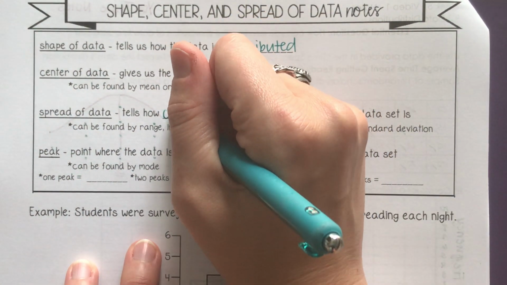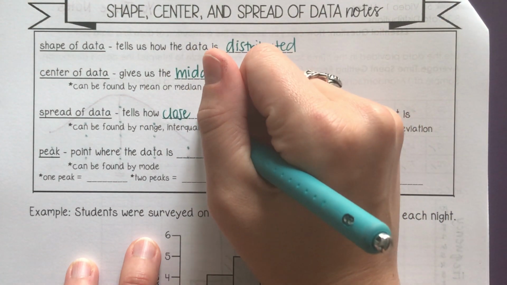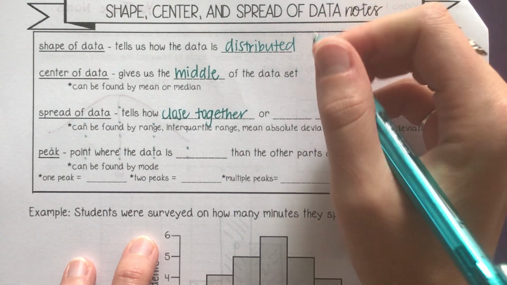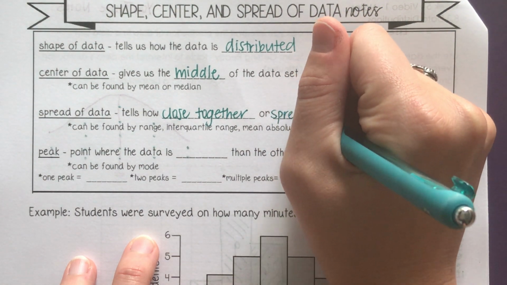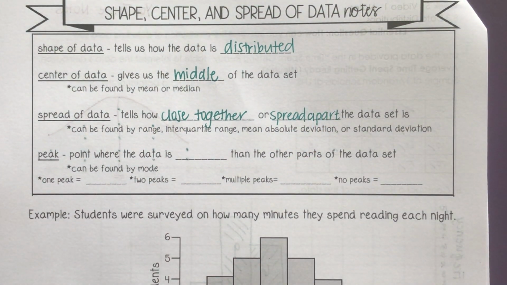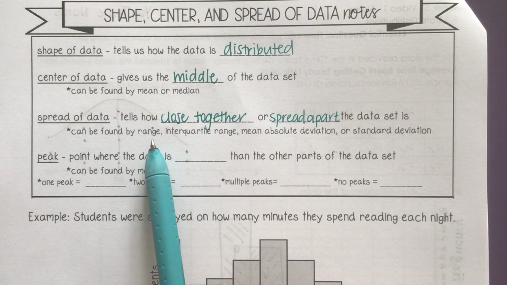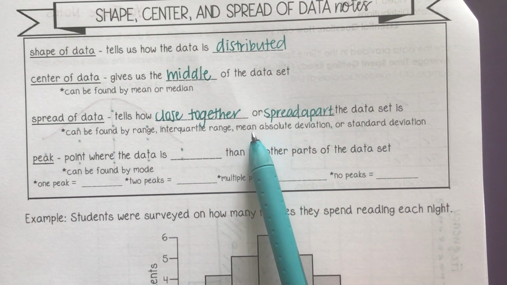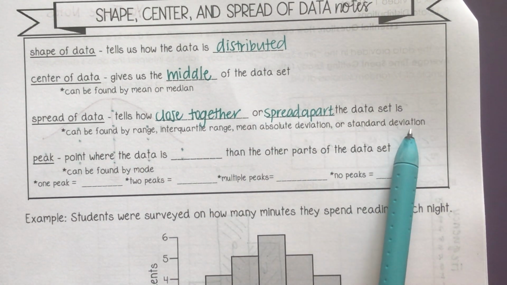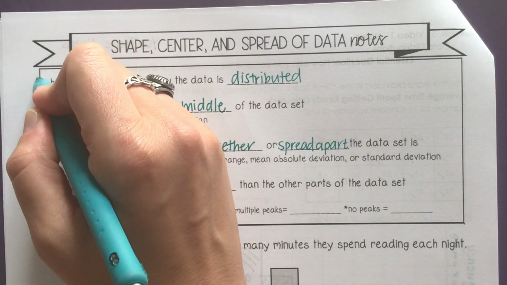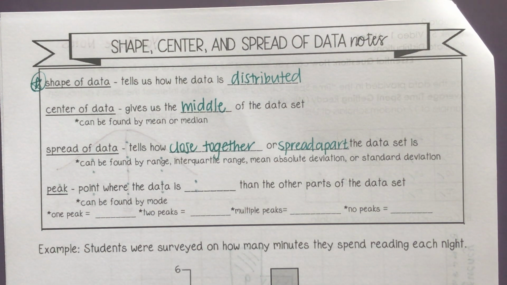So it tells me how close together or spread apart the data set is. So again, depending on what the shape is, I'm going to show you in a moment here, you can either use the range, the interquartile range, the mean absolute deviation, or standard deviation to figure this out. And it all depends on the shape of your data. That's like the most important thing. What's the shape of it?